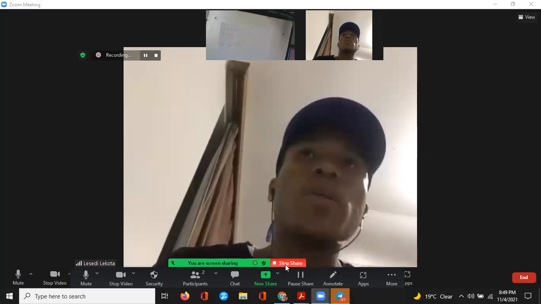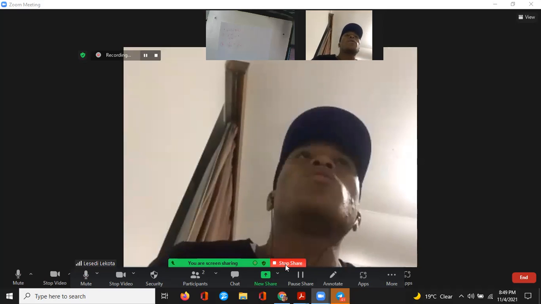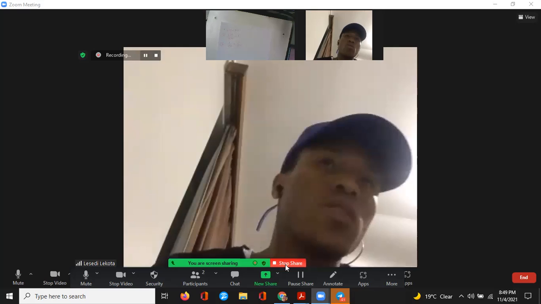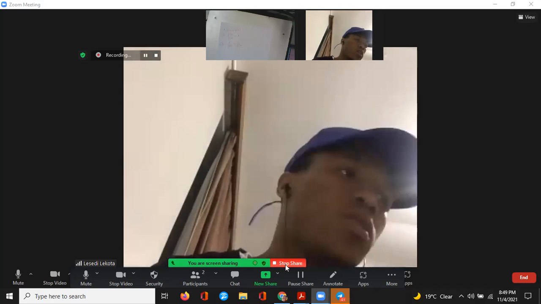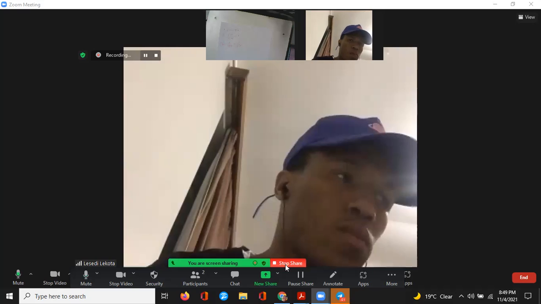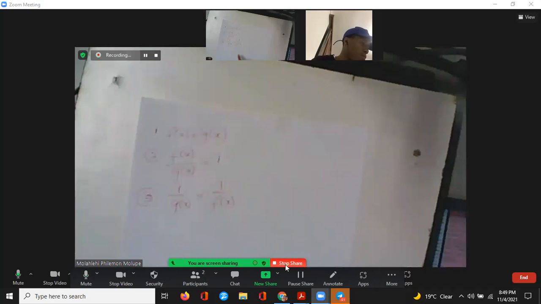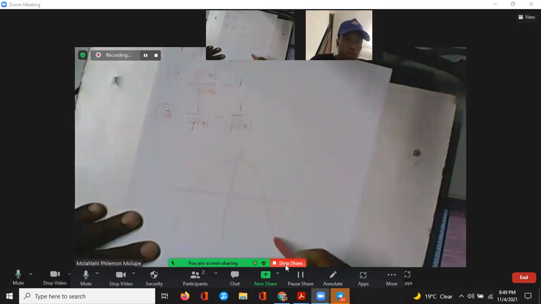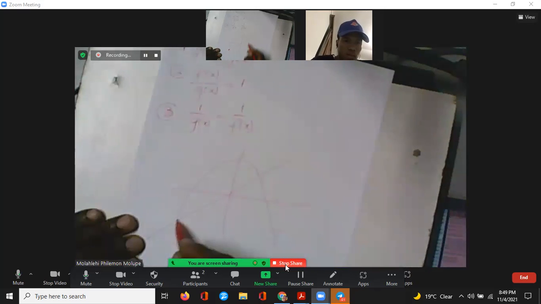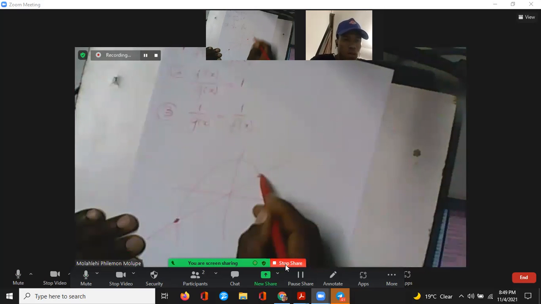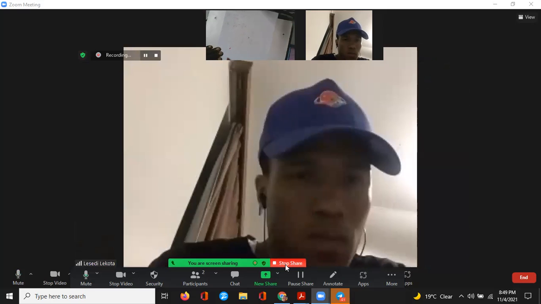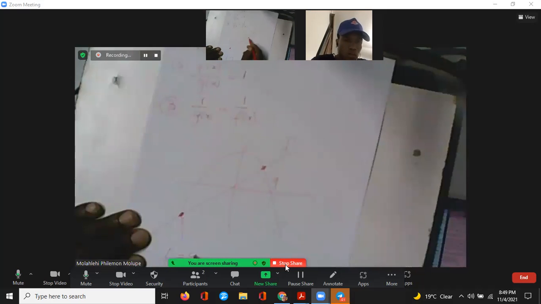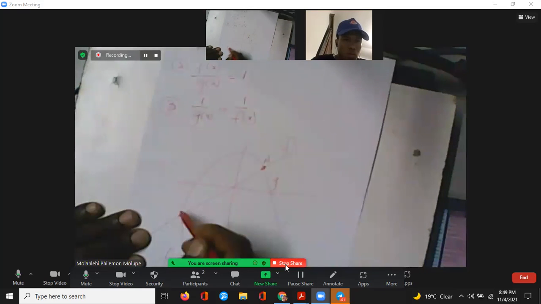When it comes to where points intersect, the simultaneous equation, the two graphs intersect. Say for an example, you have a graph like this: a parabola and a straight line. These two points, if this is f and this one is g, f is equal to g at A and B.